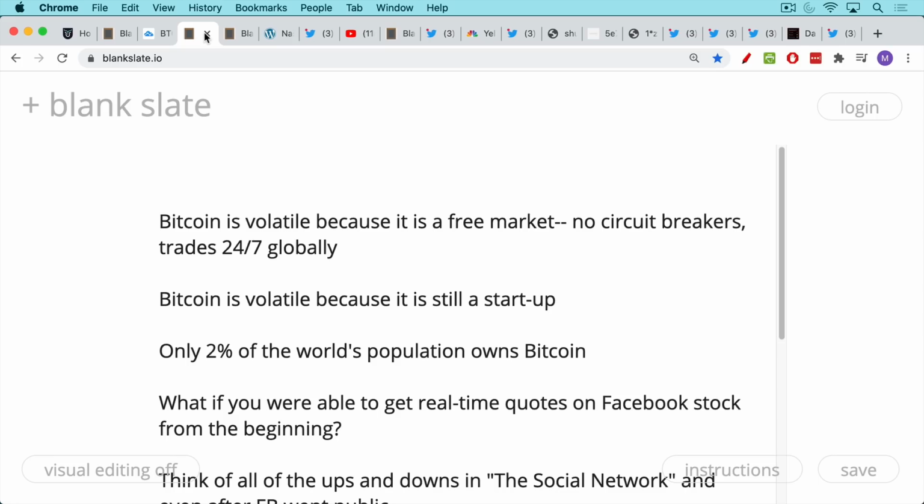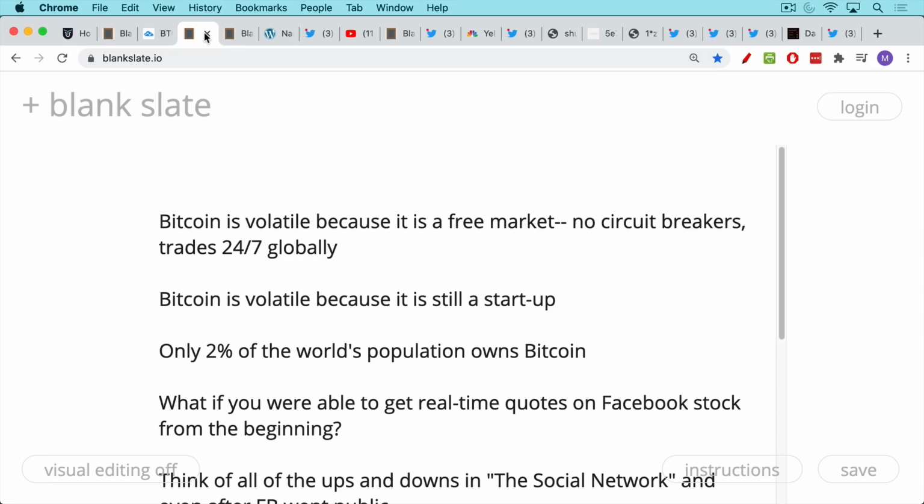a real market should look like. There are no circuit breakers. It trades globally, it trades 24/7, and there's no way for outside parties to intervene. It's a truly free, decentralized market.